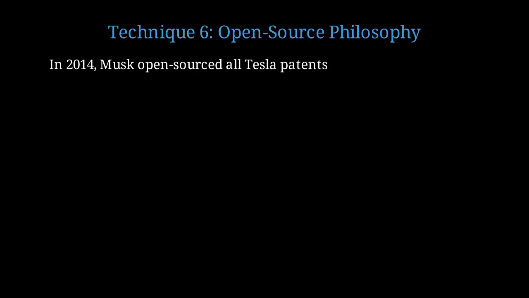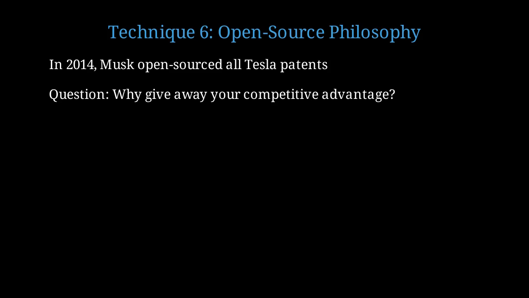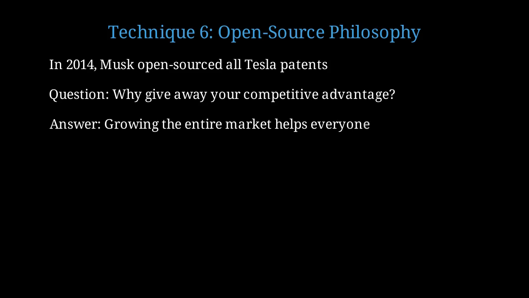The sixth technique is the open source philosophy. Musk has a unique approach to intellectual property and sharing knowledge. In 2014, Musk announced that Tesla would not initiate patent lawsuits against anyone who uses their technology in good faith. You might ask, why would you give away your competitive advantage? Doesn't this hurt Tesla? Musk's reasoning is brilliant.